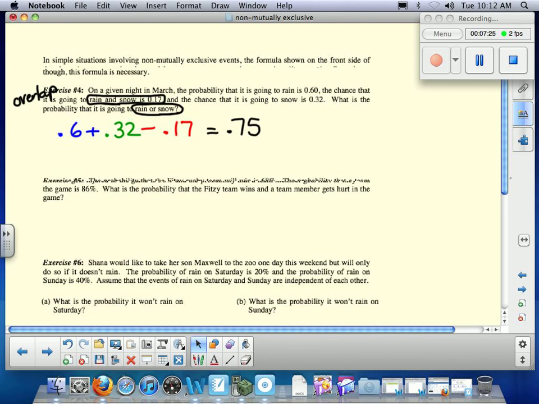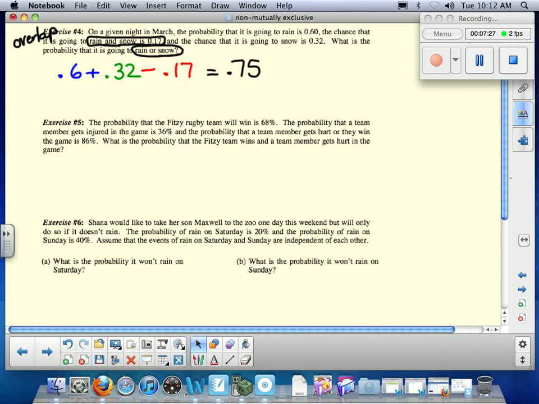Okay, number 5. The probability that the Fritzy rugby team will win is 68%. Probability that somebody's going to get hurt is 36. Probability that the team member gets hurt or they win is 86. We're supposed to find the probability that the team wins and someone gets hurt. This time we have to find the overlap.